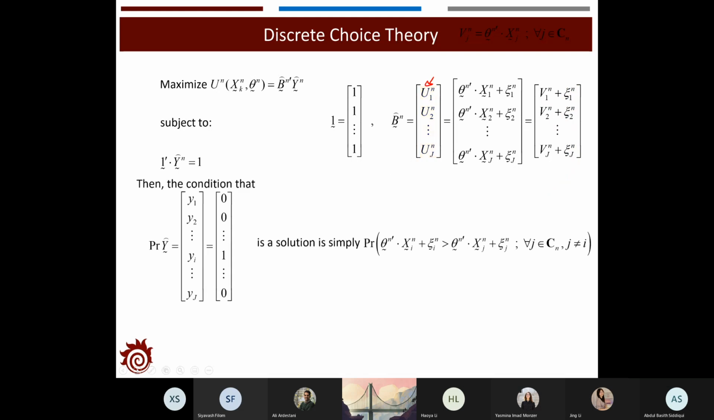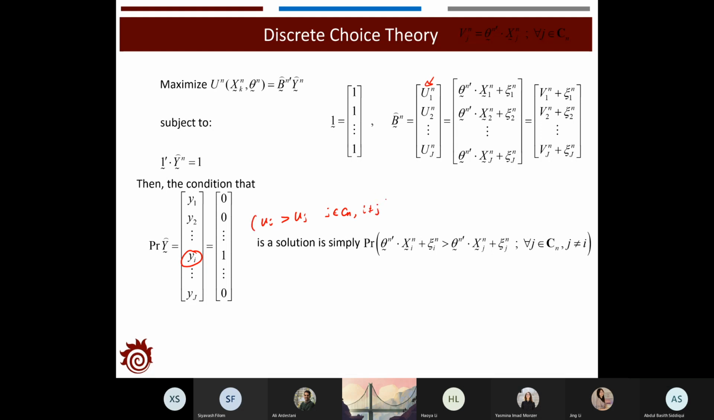And now the solution says that if we choose, for the individual, if you choose mode I for your trip, then it must mean that the utility of I is higher than all the other utilities.